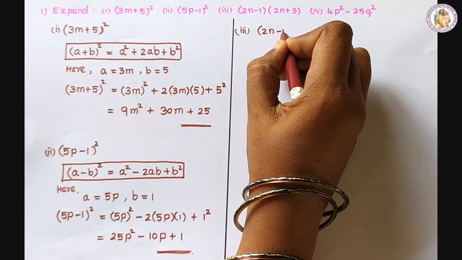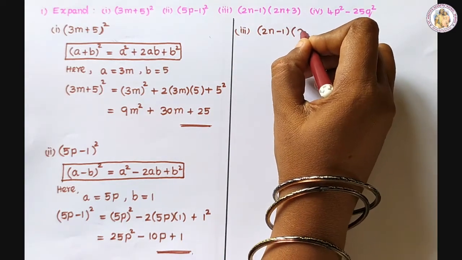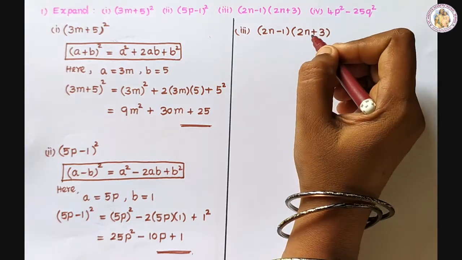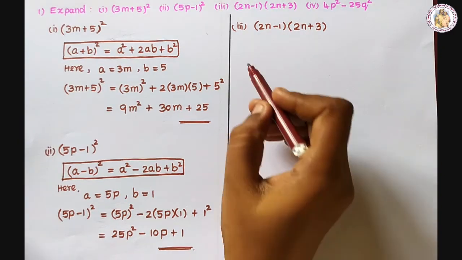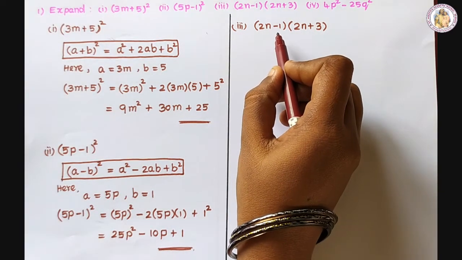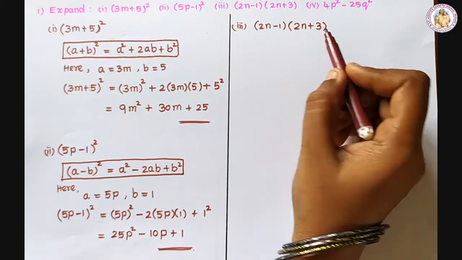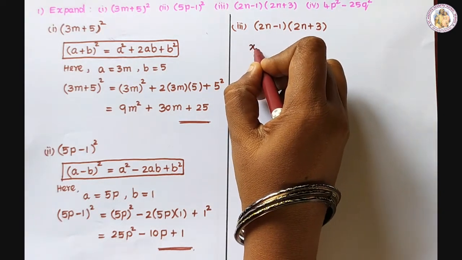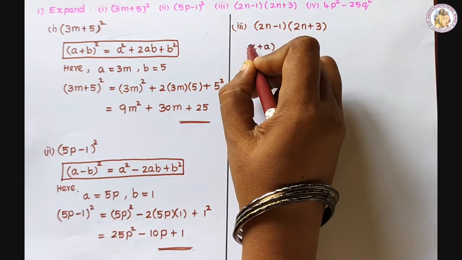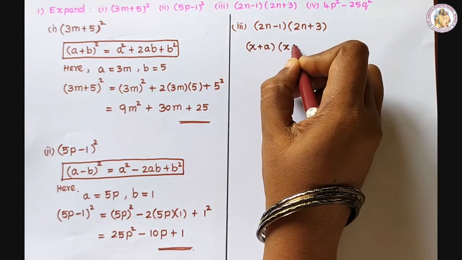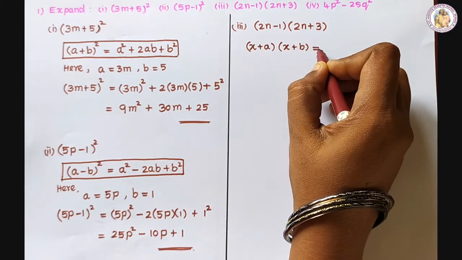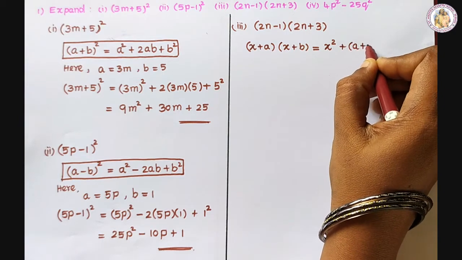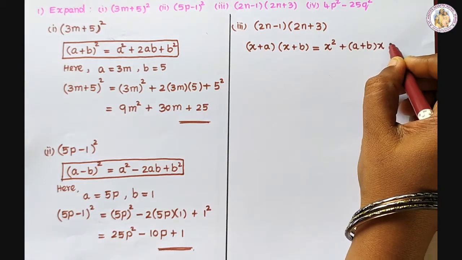2n minus 1 into 2n plus 3. Here 2n minus 1 into 2n plus 3. Formula is x plus a into x plus b equal to x squared plus a plus b into x plus ab.